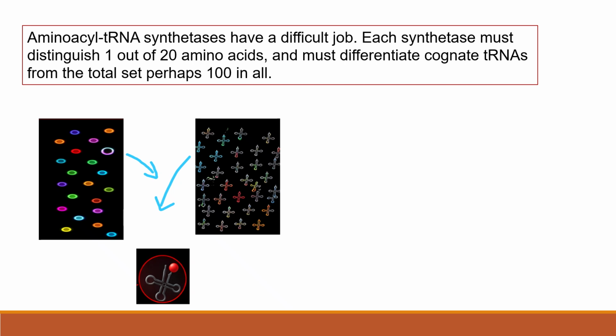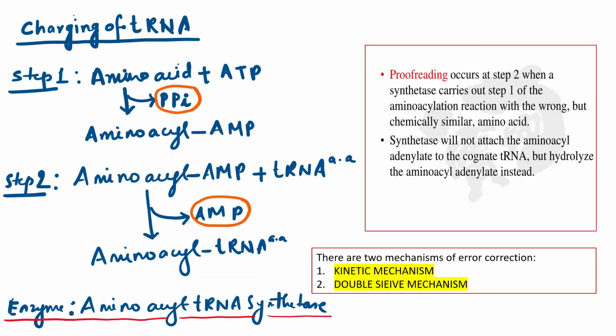To explain this, there are two theories. The first one is called the kinetic theory of proofreading. In this video, we will concentrate on the kinetic theory of proofreading done by aminoacyl tRNA synthetases.